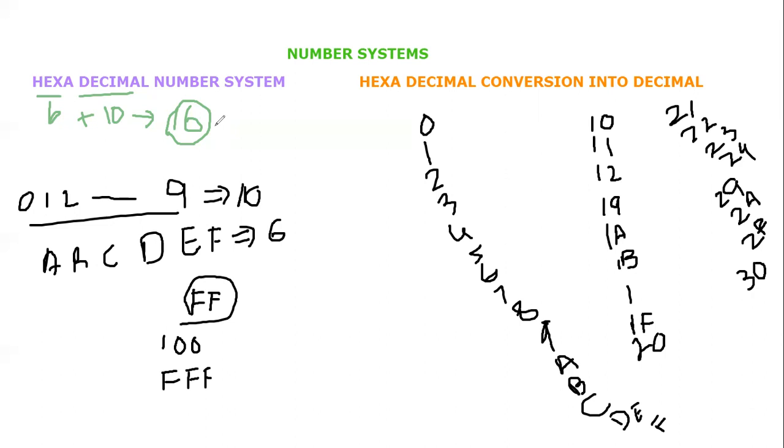Now we come to the second point of this video tutorial, which is hexadecimal conversion into the decimal system. How can you convert a number given in hexadecimal format into decimal? So let's do it.